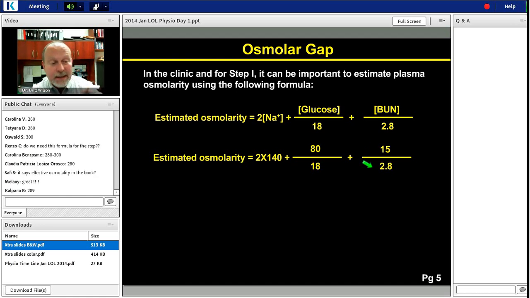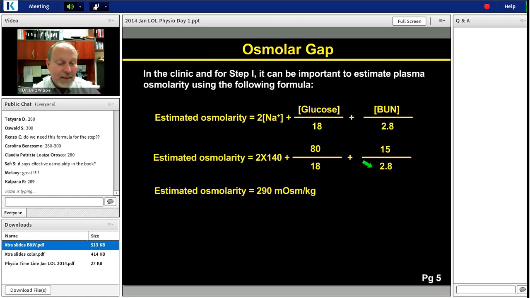If you actually punched it out on the calculator, what would you get? 290. 289, 290. It's all good. It's no problem. Close enough. And if you ever forget the normal plasma osmolarity or osmolality, use the osmolar gap equation to calculate it, and it'll remind you.